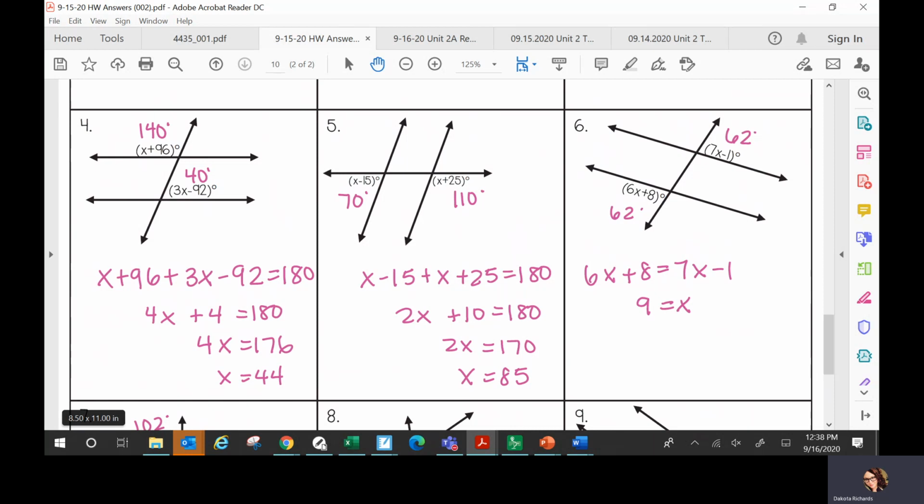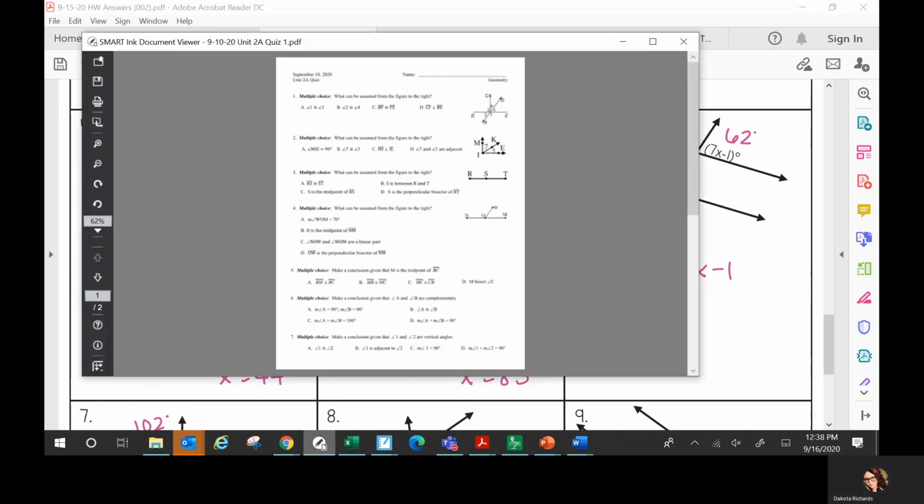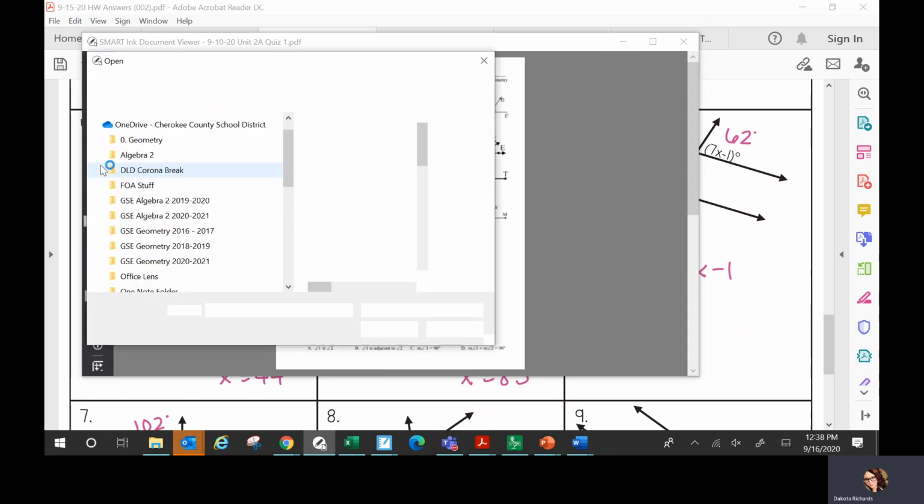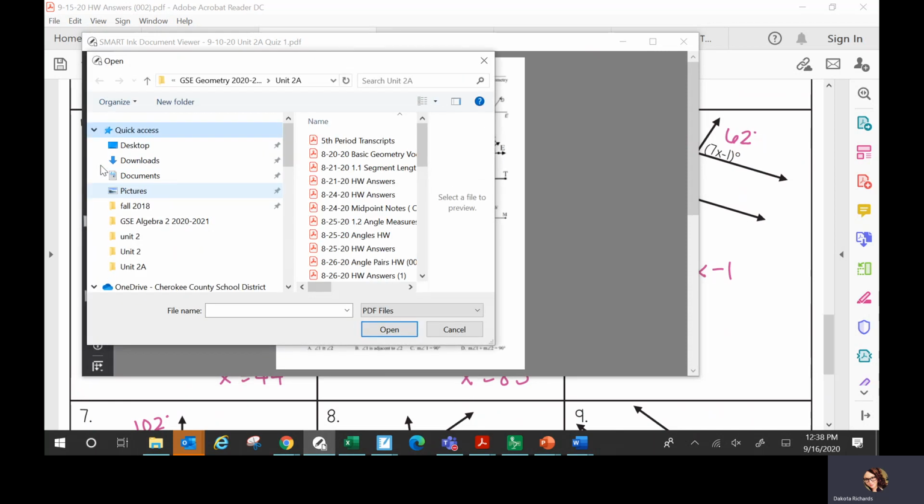My pens are missing. Let me see. Oops. I'm trying to find it. Hold on.